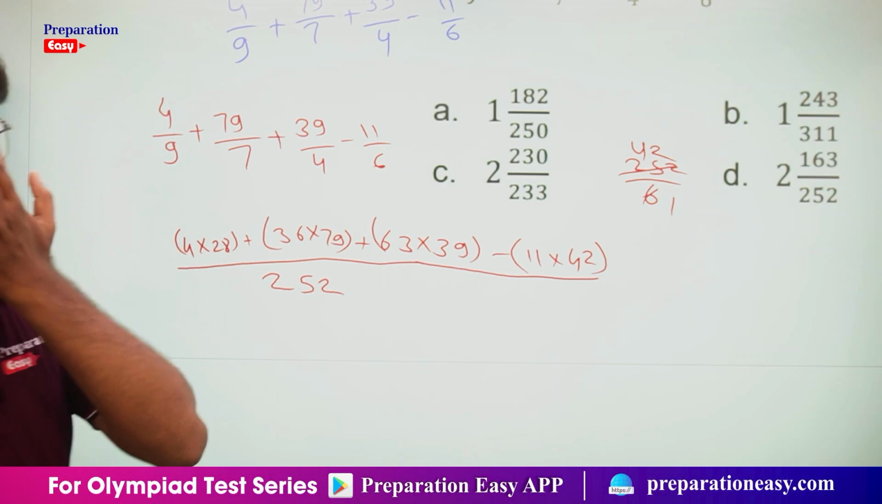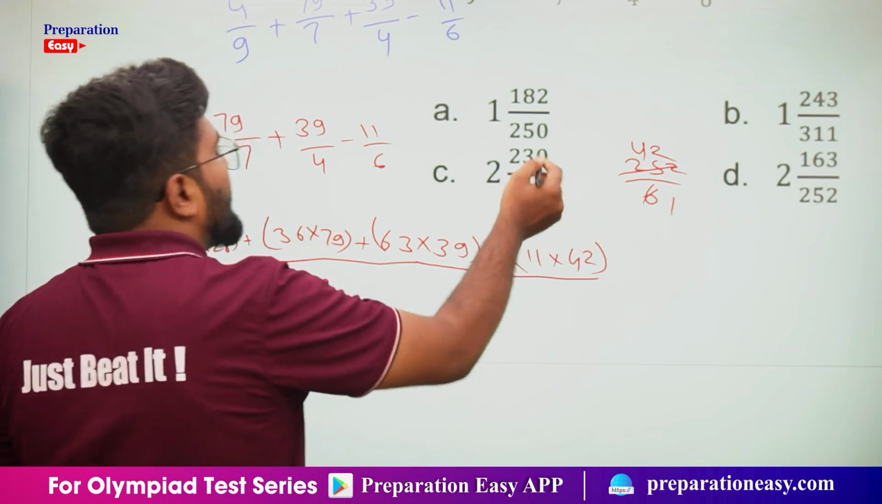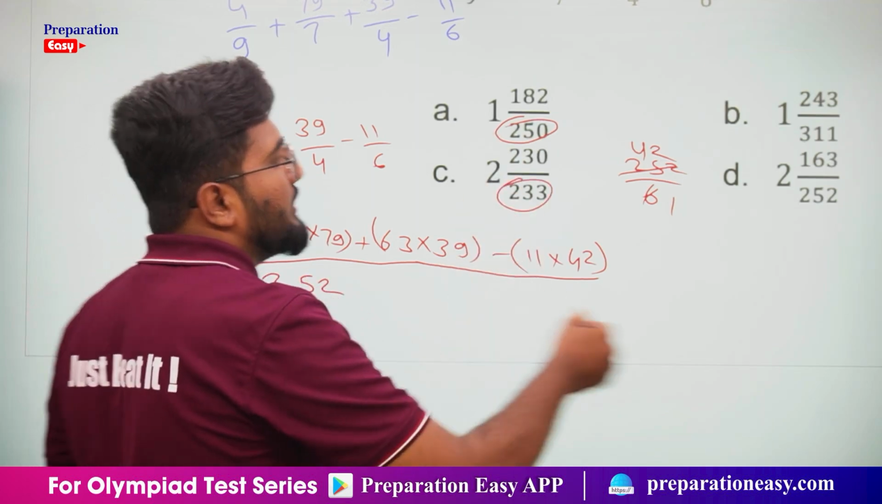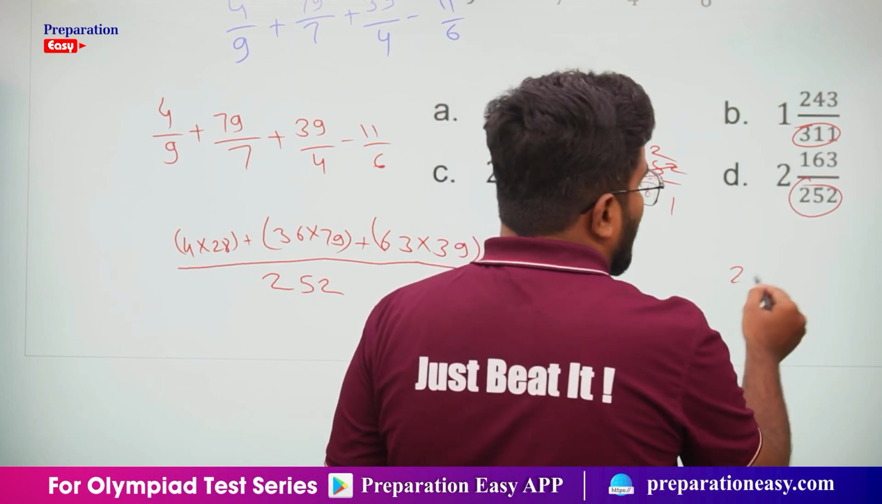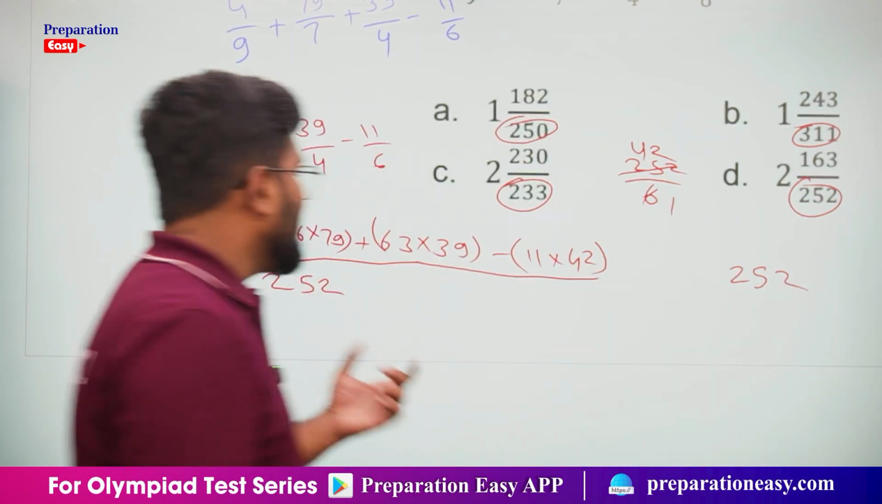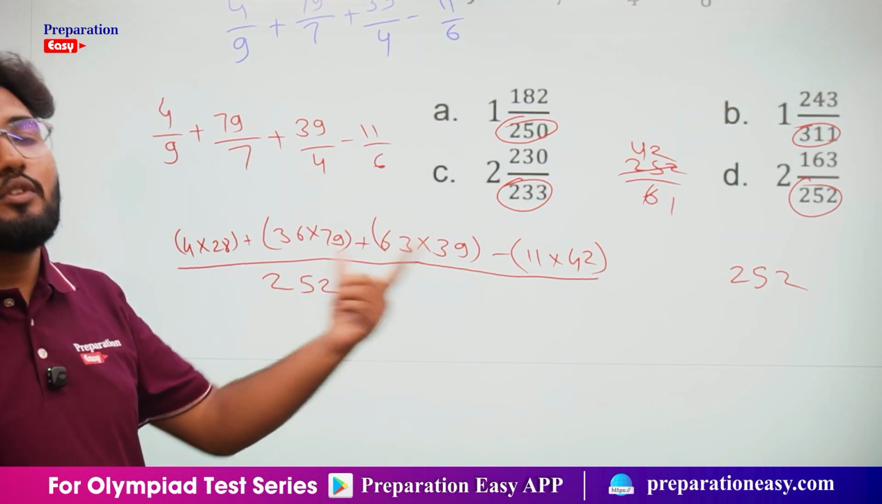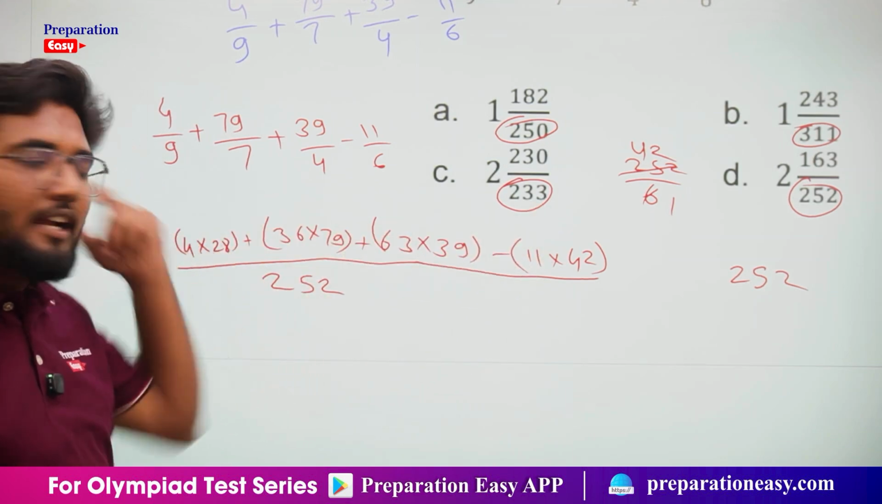I use one trick here. Just see the denominators of the options. The first one is 250, second 233, third one is 311 and fourth one is 252, and our denominator is also 252. So the correct answer could be 252, that is option D.